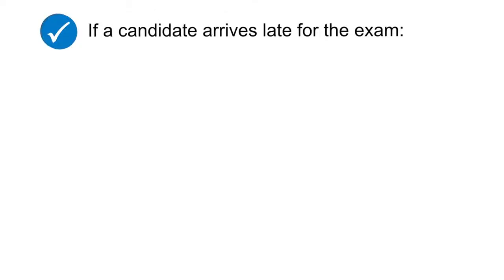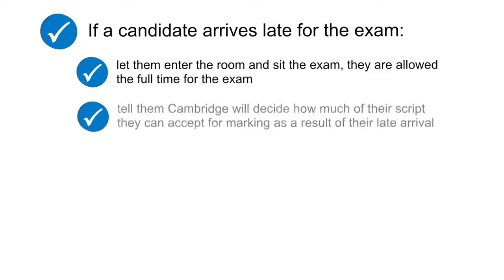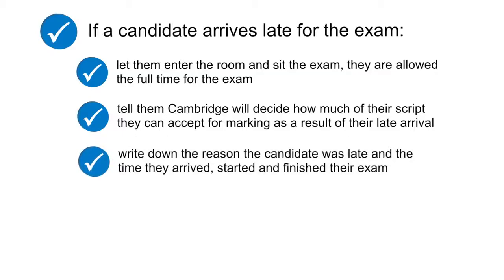If a candidate arrives late for the exam, let them enter the room and sit the exam. They are allowed the full time for the exam. Tell them Cambridge will decide how much of their script they can accept for marking as a result of their late arrival. Write down the reason the candidate was late and the time they arrived, started and finished their exam.